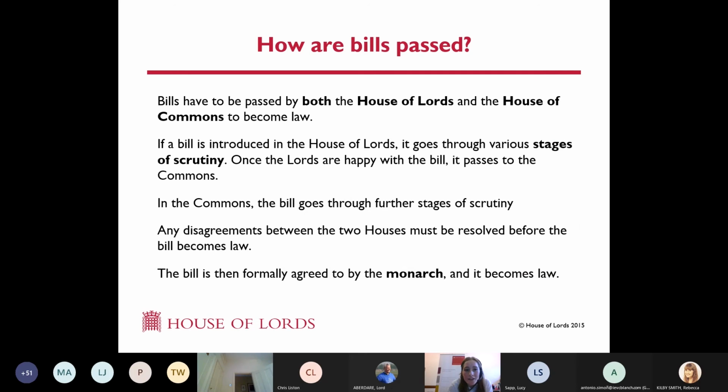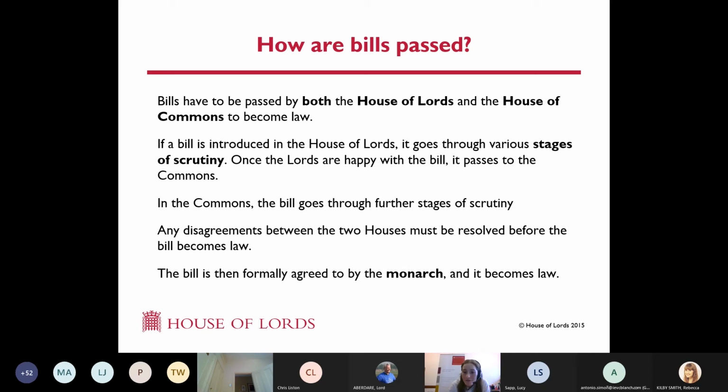Let's think about how bills actually are passed through the houses, though. I said bills have to be passed through both houses, both the House of Lords and the House of Commons, to become law. Let's take, for example, a bill that's introduced in the House of Lords first. It goes through various stages of scrutiny in the House of Lords, and that scrutiny looks slightly different at different stages. There are stages for members of the Lords to debate the general policy and principles of the bill. There are stages where members can make detailed changes to the bill and where they can scrutinise the bill line by line. In total, there are 5 stages that bills go through in the Lords.